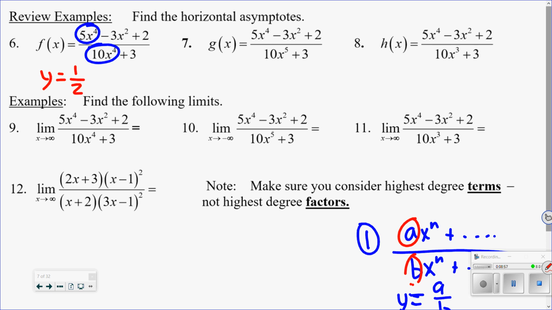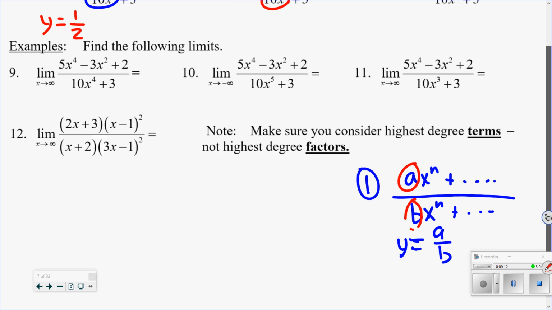Okay, you look at number 7. So again, this is the second case. If I compare those, I have 5x to the 4th. I only care about those ones with the highest power right there. If the power on the bottom is bigger than the power on top, so let's write that down.